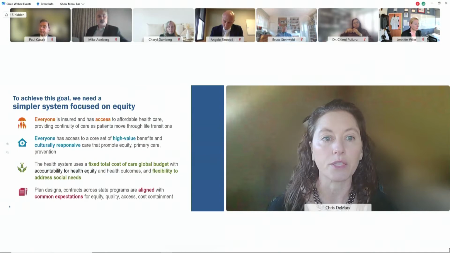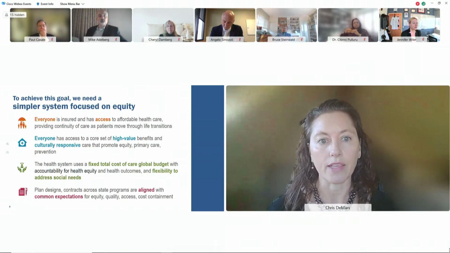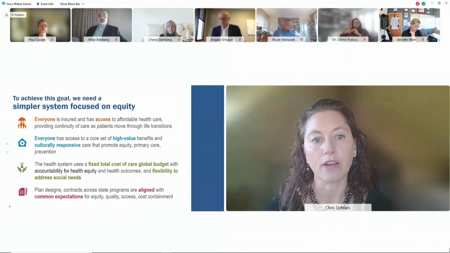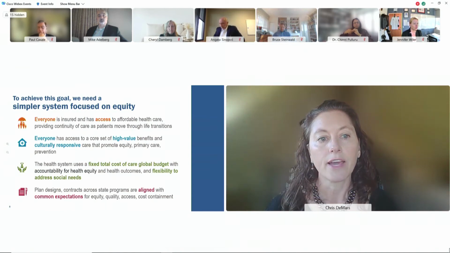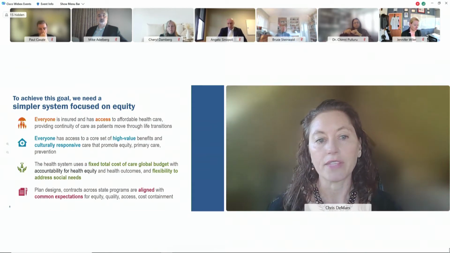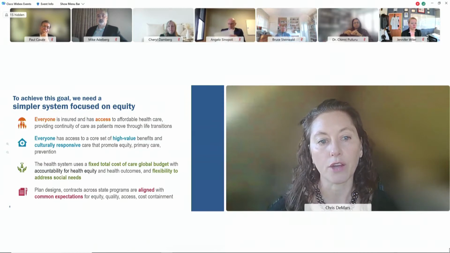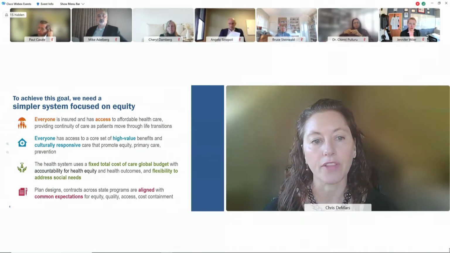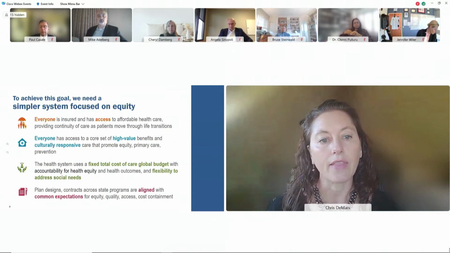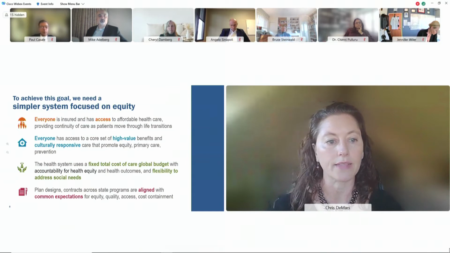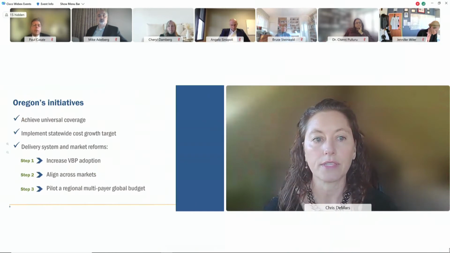So then looking forward, we know to achieve this health equity goal, we need to create a simpler system that's focused on equity. So what you see here is our vision that everyone, not just Medicaid members, is insured and has access to affordable care. Everyone has access to high value benefits and culturally responsive care that promotes equity, primary care, and prevention. That the entire health system uses a fixed total cost of care global budget and has the flexibility to address social needs, and that plan designs and contracts are aligned with common expectations for equity, quality, access, and cost containment. So next slide, please.